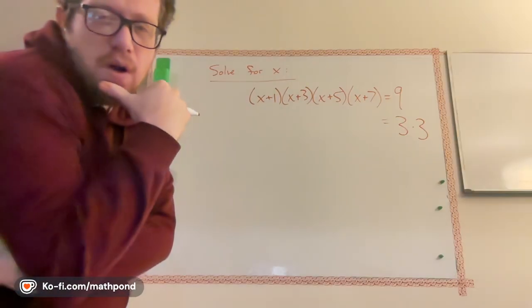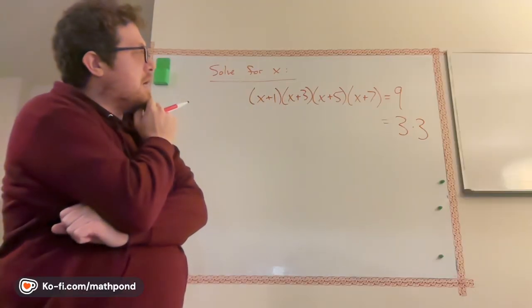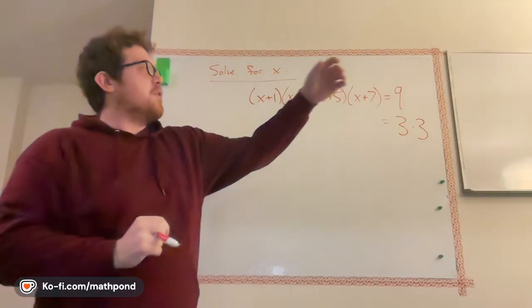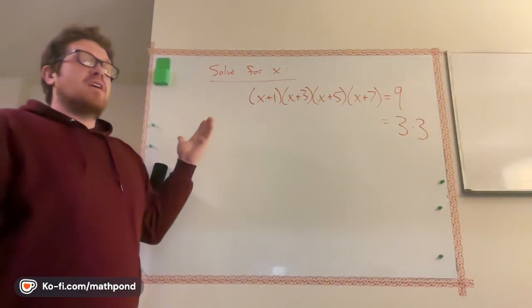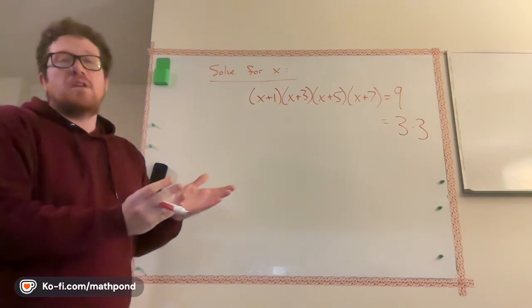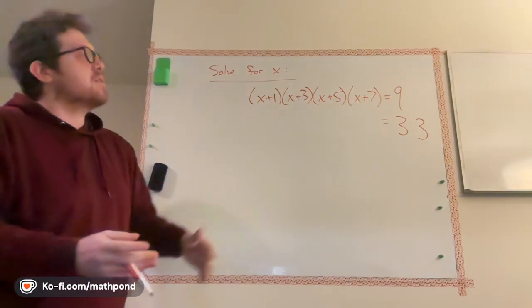Can we foil all of them? Yeah, I mean we can foil them. I'm just not sure where that gets us. I mean we can just write the whole product out and then subtract 9 from each side. Theoretically there is a quartic formula that gives you all 4 roots, right? So we could just plug it into the formula and get the answer.